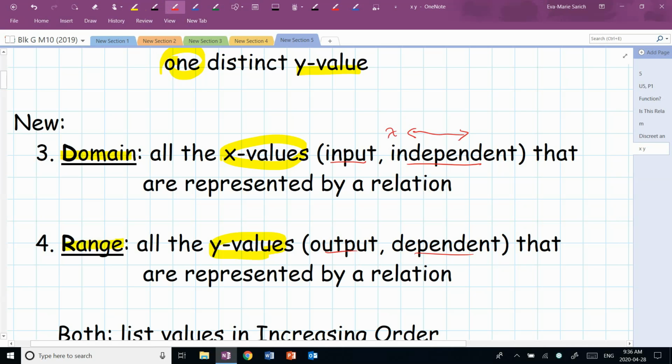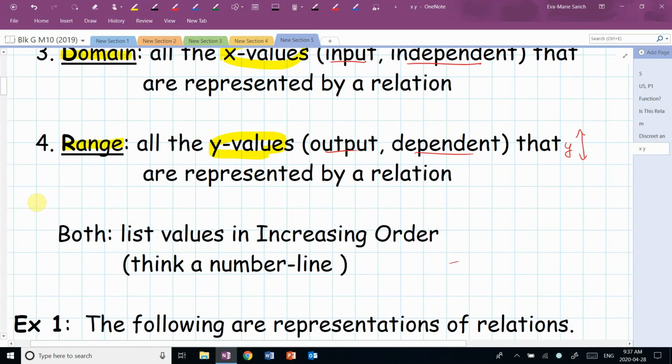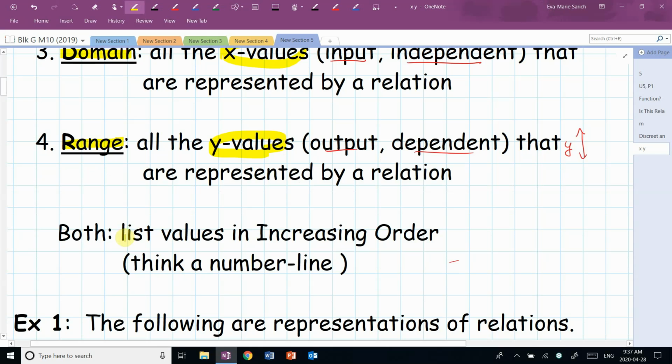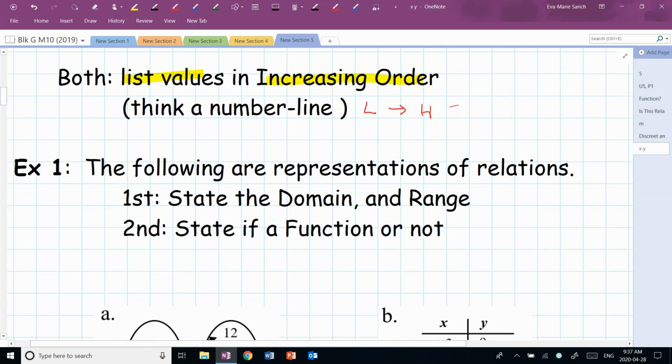And remember, on our graphs they would have gone up and down on our vertical axis, which is our y values. Now, whenever we go to list these, we always list those values in increasing order. So think about a number line. We want to go from the lowest value to the highest value. So we're going to start with some examples here.